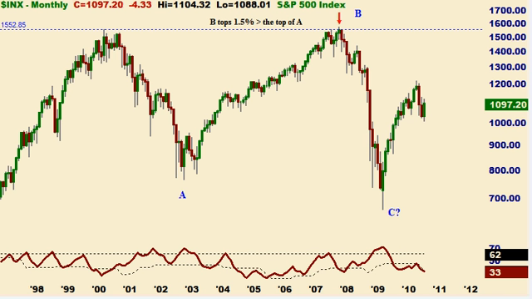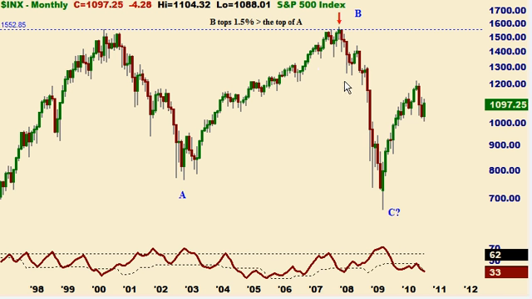In that description, he talks about what he calls a regular flat. A regular flat terminates about at the level of the beginning of wave A. That is, B terminates about at the level of the beginning of wave A. Well, let's look at the S&P monthly, going back to before the year 2000, and that top was right around 1552 at the beginning of wave A.